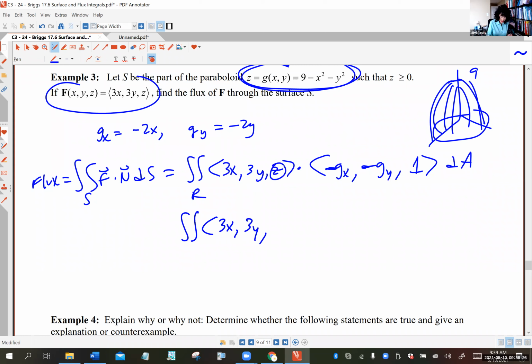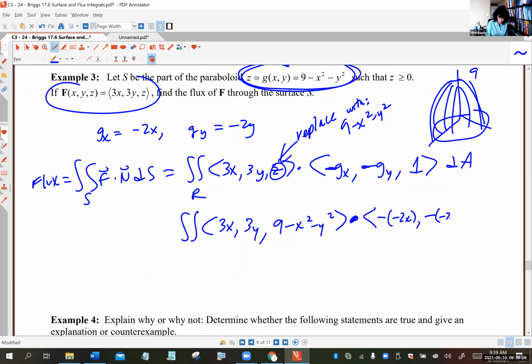And I don't like to see z in a double integral because I only want to see x's and y's. So what do you think we're going to replace this with? Any ideas? Nine minus x squared minus y squared. You got it. The surface itself. And we're going to dot product that with -gx. That's going to be -2x. -gy, minus 2y, 1. Okay.